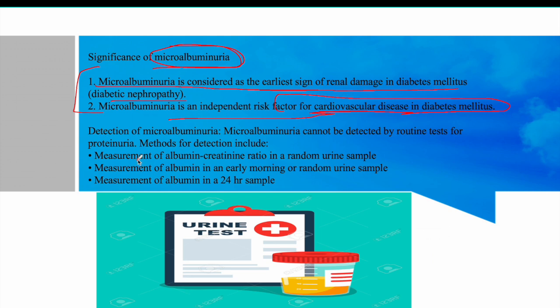The methods are, first of all, measurement of albumin creatinine ratio in a random urine sample, measurement of albumin in an early morning or random urine sample, and measurement of albumin in a 24-hour sample.